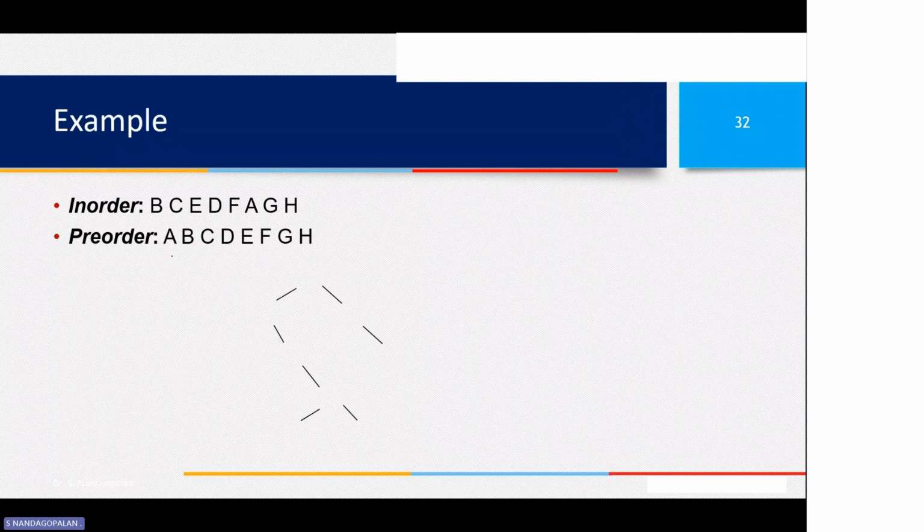So which is the root? A is the root. OK, next B. So where do I insert B? For which I should look into in order. So you can see here A is my root. Now all these nodes actually should appear on the left of A. That's the idea. So now B is on the left of A. So I need to insert here.